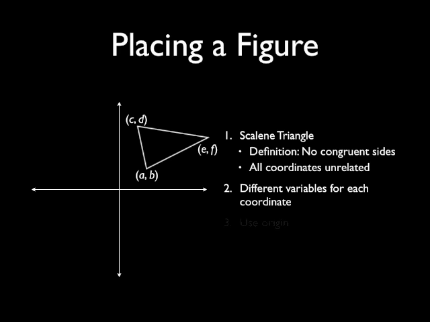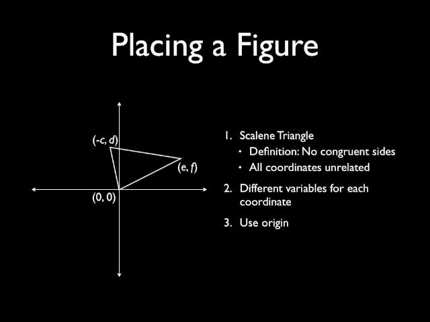So that's where our 3rd rule comes in. Use the origin. Notice that by using the origin, we eliminate A and B, because now the coordinates of that vertex are 0, 0. We do still have 4 variables, but 4 is a lot easier than 6.